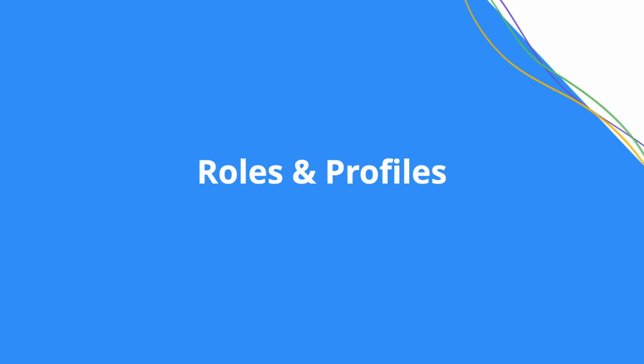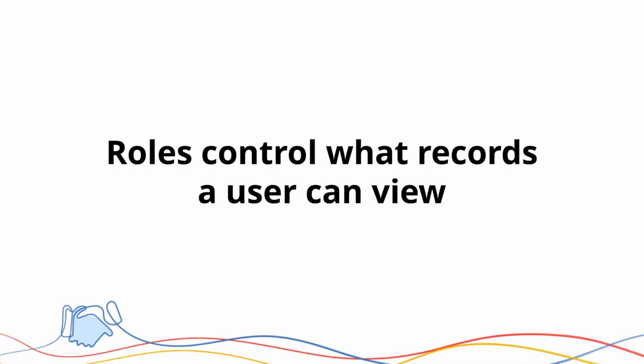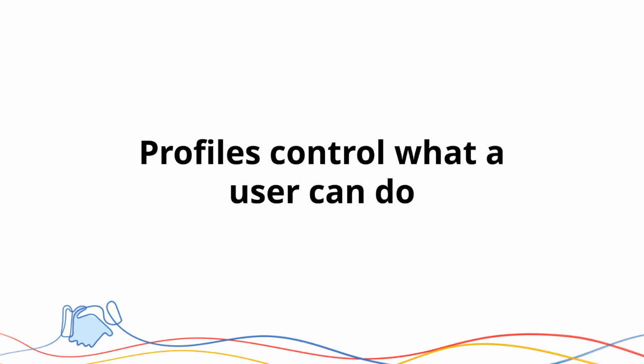Now, roles and profiles are two attributes that every single user account in the CRM is going to have. Roles control what records a user can view. They control what they can see in the CRM whenever they go to a specific module. And profiles control what a user is able to do, what permissions they have within the CRM.